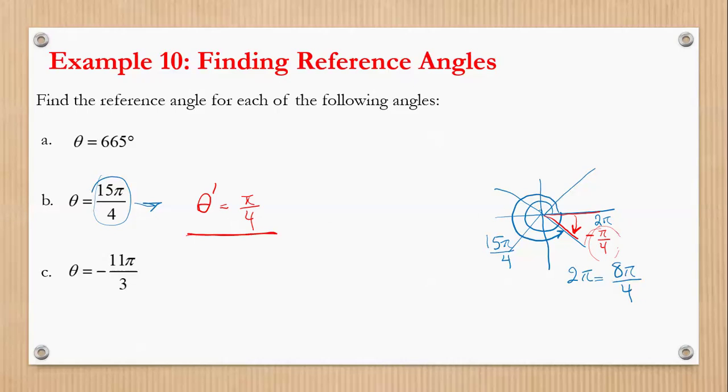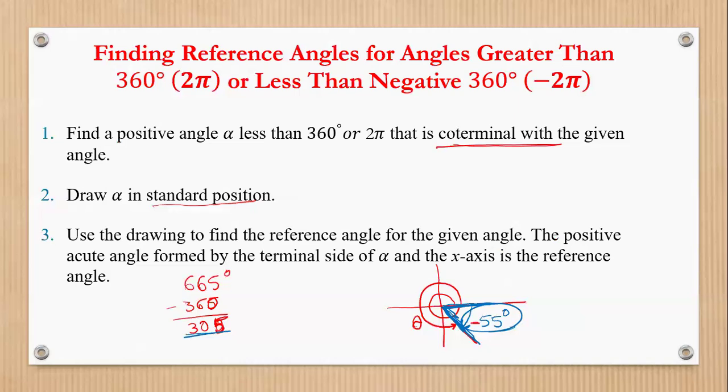And I think I messed up here, because negative 55 is my coterminal angle, but the reference angle is positive 55 degrees.